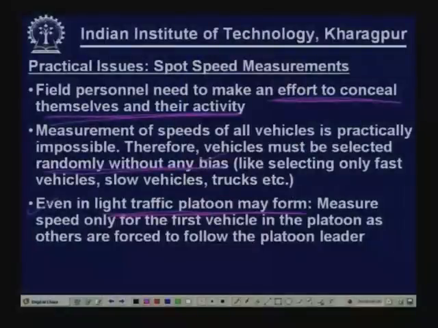So, that cautionary thing should be there, and you must take it into consideration when you are measuring spot speeds. So, measure speed only for the first vehicle in the platoon, and the others are forced to follow the platoon leader. So, this point also should be kept in mind.